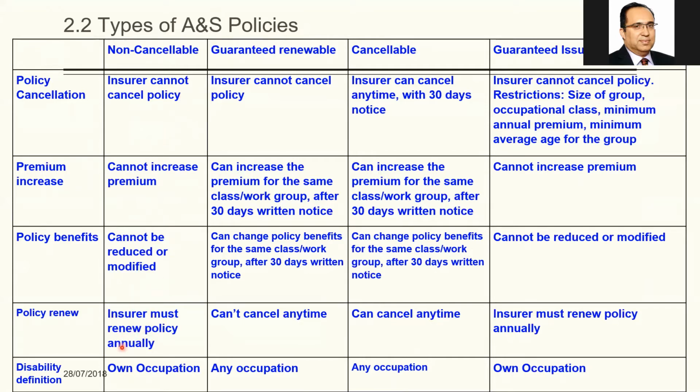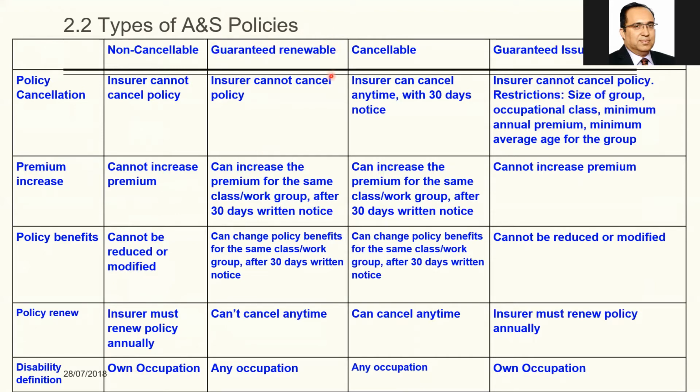It's a good policy. Of course, it's the best policy. It is more expensive, but it is the one which mainly the professionals and the executive people will buy. And the definition of disability is own occupation. In the next slide, we'll talk more about it, but own occupation means that if the person cannot do their own occupation, even if they work in any other job, they still will get the payment for the disability. So that is own occupation, and so this is non-cancelable.